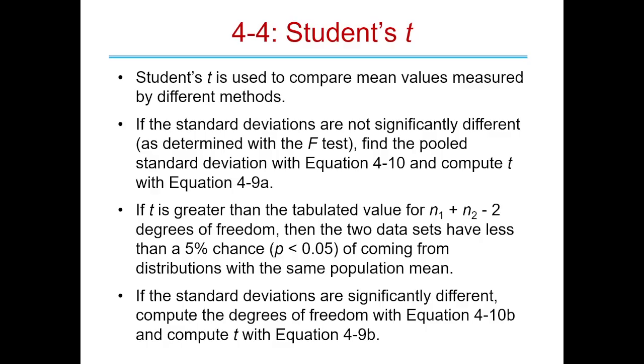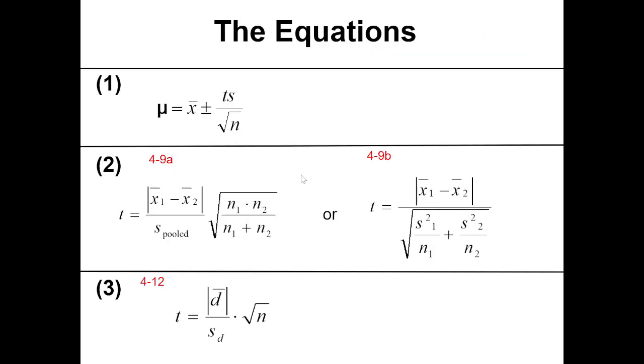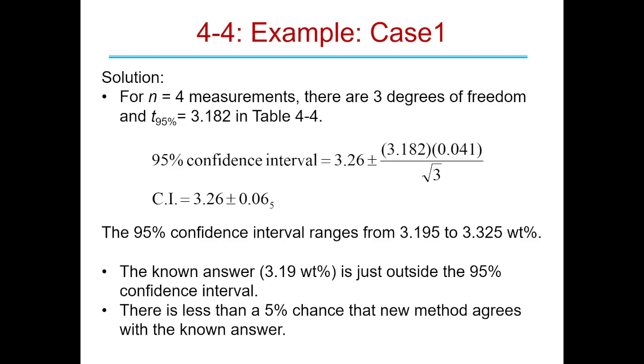Okay. Again, the student's t-test can be used to determine and compare mean values measured by different methods. If the standard deviations are not significantly different as determined with an f-test, you would want to find the pooled standard deviation with equation 4.10 and compute the t with equation 4.9a. This is for method 2, by the way. I realize I don't have a label on here. So notice it has 2 sub-equations from method 2. See that? 4.9a, 4.9b. These are the cases where you'd use that.